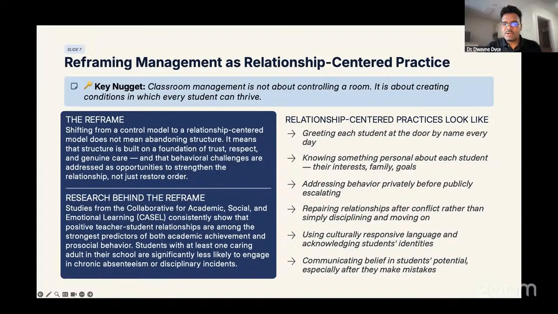And then the last thing is communicating belief in students' potential, especially after they make a mistake. Talk about their potential rather than dwelling on the mistake that they make. Sometimes it's just a simple mistake, or sometimes they're doing it, as we said, to get attention. But talk about the potential that they have instead of just dwelling on what they did when it's probably a mild thing. Okay?